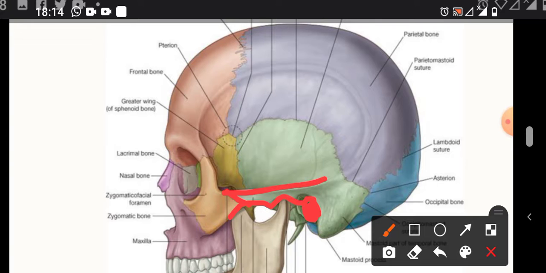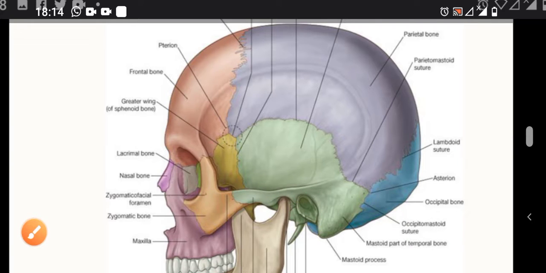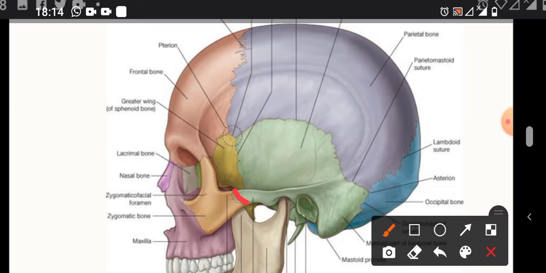I am clearing it for you, and again I will show this suture. I am talking about this suture. Above the zygomatic arch is the temporal fossa.